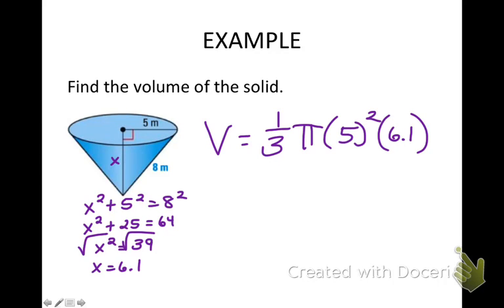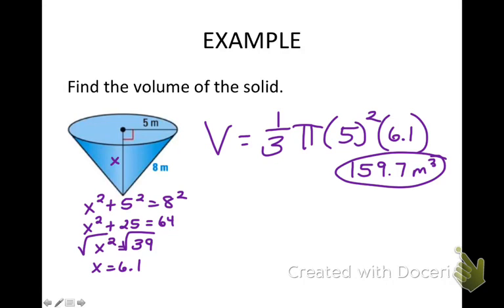Okay. So 1/3 times pi, so 1 divide 3 times pi times 5 squared times 6.1 gets me 159.7. Oh, yes. You got something different? Okay. What are my units? Meters cubed.